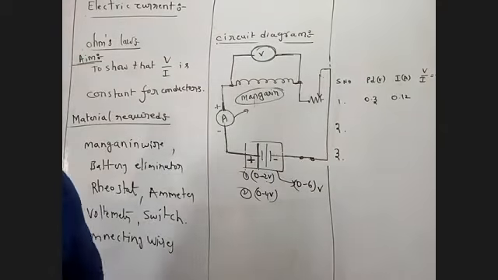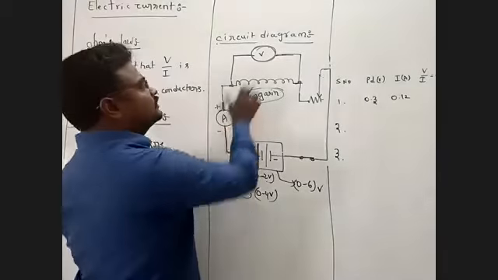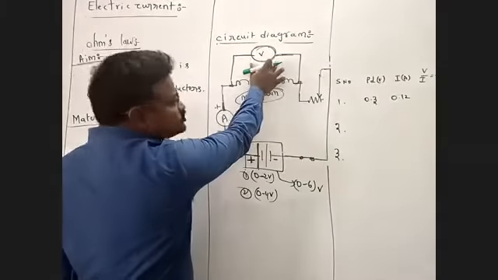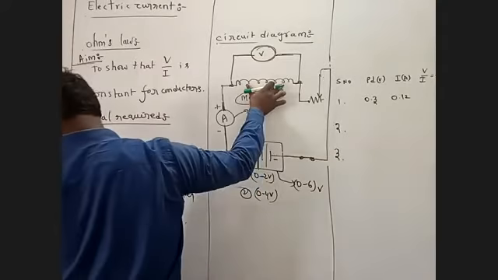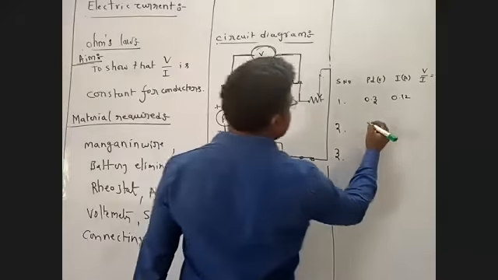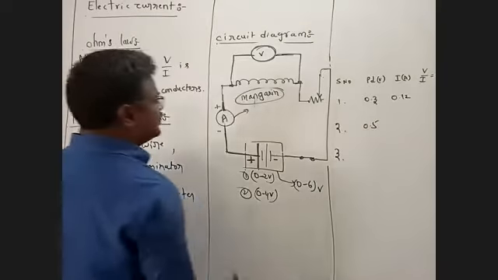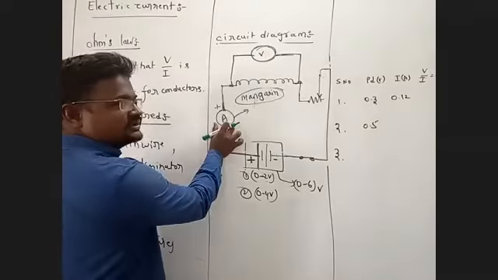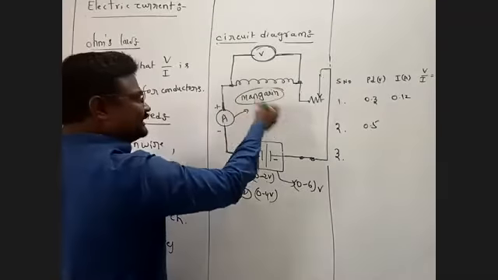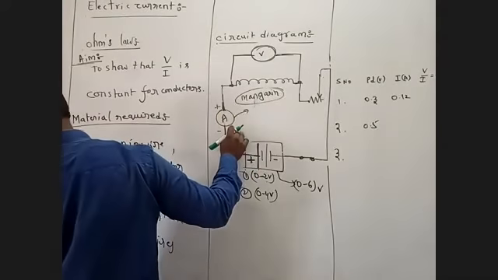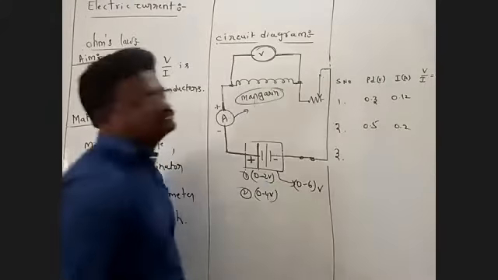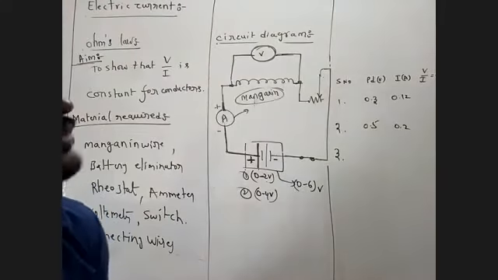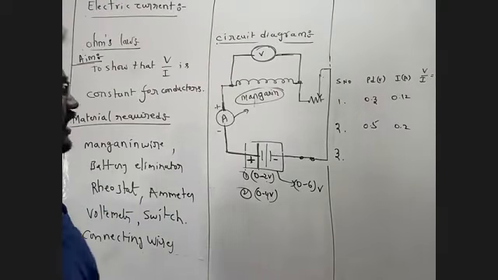This is the ammeter, this is the voltmeter. The voltmeter gives the voltage across the magnetic wire. The value is 0.5. And the ammeter gives the electric current in the circuit. The current is 0.2. Just assume the values.